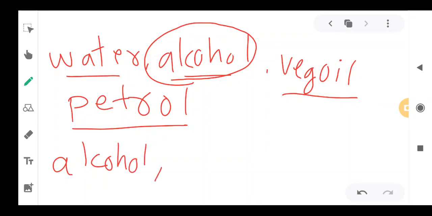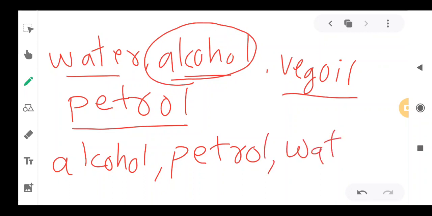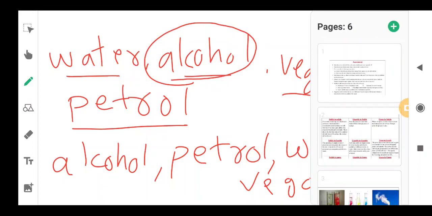నెక్స్ట్ విచ్ వన్? వాటర్ ఆర్ పెట్రోల్? ఎస్, వీ నో దట్ పెట్రోల్. థర్డ్ వన్ వాటర్, fourth one vegetable oil. So, this is the correct order of diffusion. Among these four, first diffuses very fast the alcohol, second one petrol, third one water, fourth one vegetable oil. Okay, we will go for next.